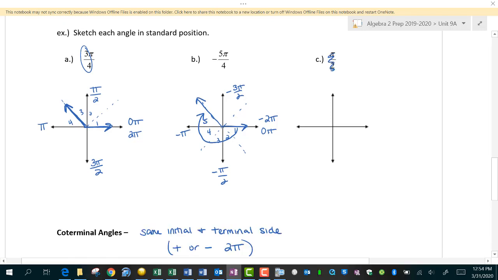I'm going to change this last one. Let's change this to 2 pi over 3. So now I want 2/3. Again, I know that this is pi. If I broke up the semicircle into thirds, I'd have about 1/3, 2/3, 3/3. And if I want 2/3, I'd go 1, 2/3 of the way. So that would be my terminal side, and here's my initial side.